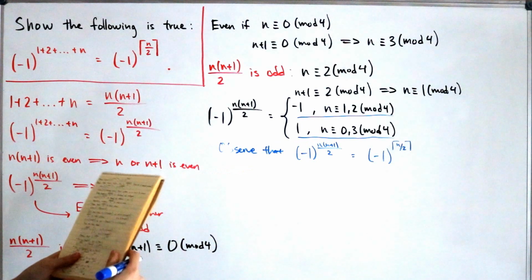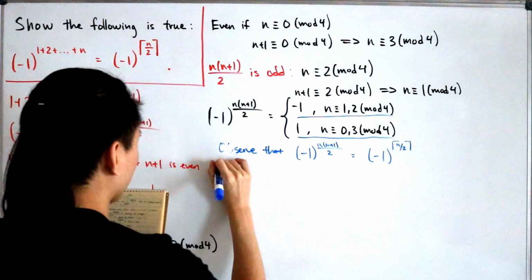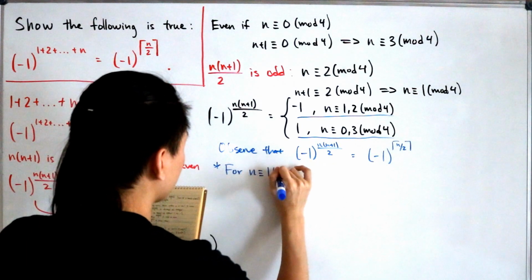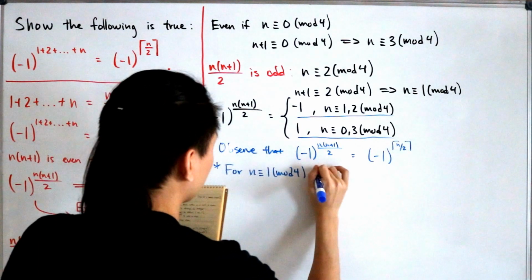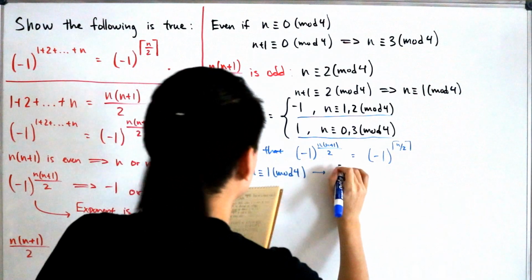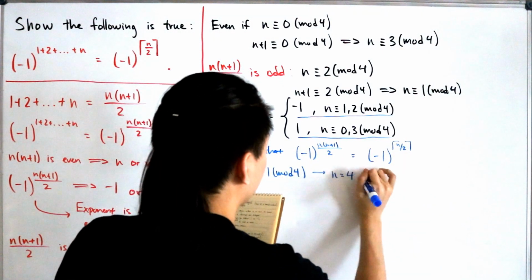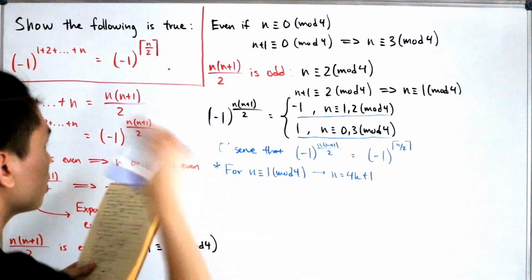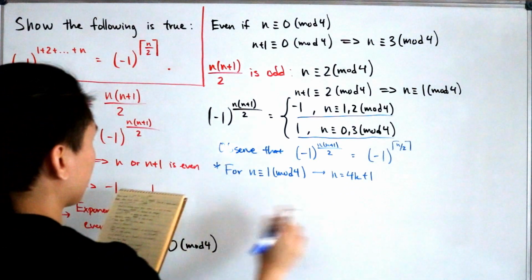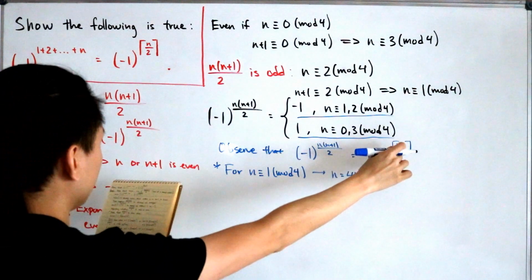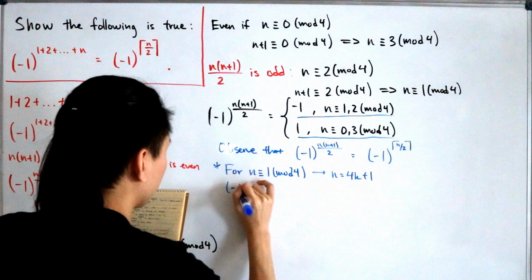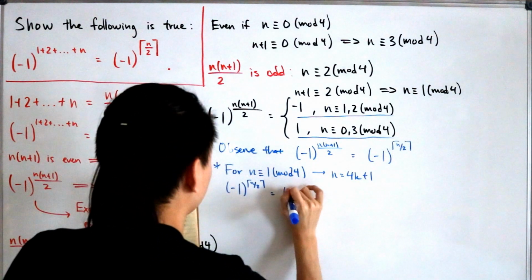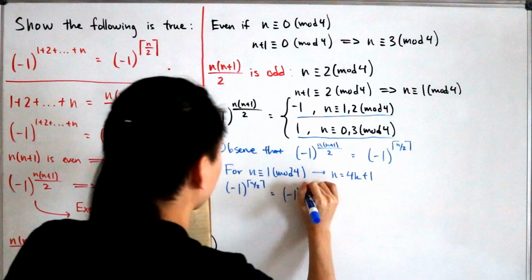So for the first case, for n congruent to 1 mod 4, suppose we let n equal 4 times some multiple k, and then add the remainder of 1. If we plug this back into the right side of the equation, we have negative 1 to the power of the floor of n divided by 2.